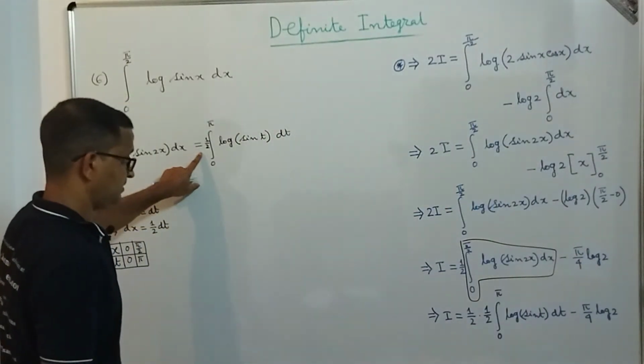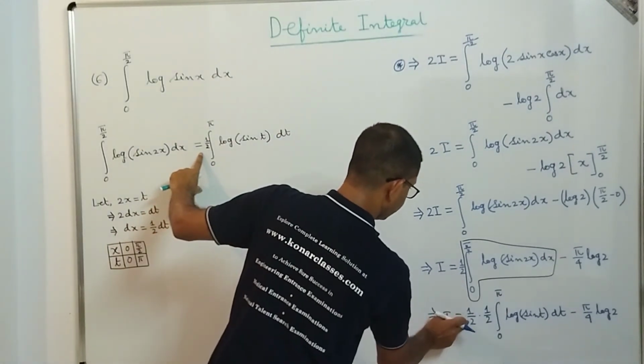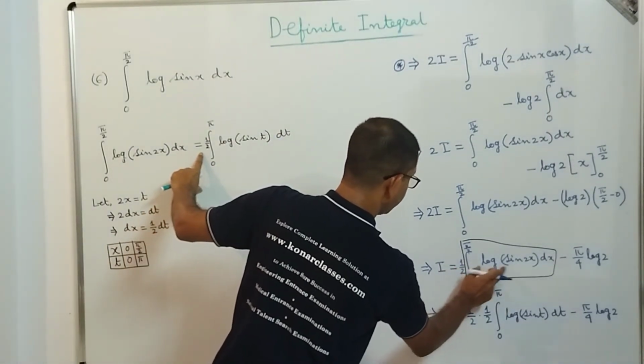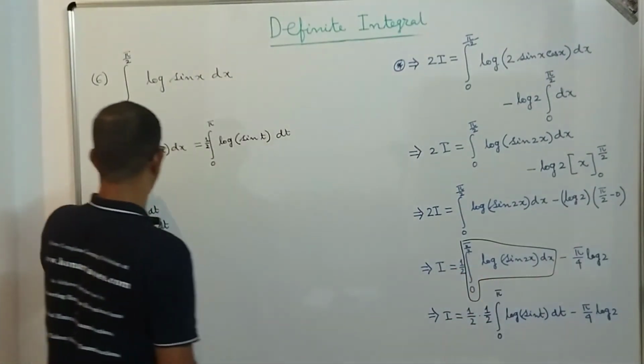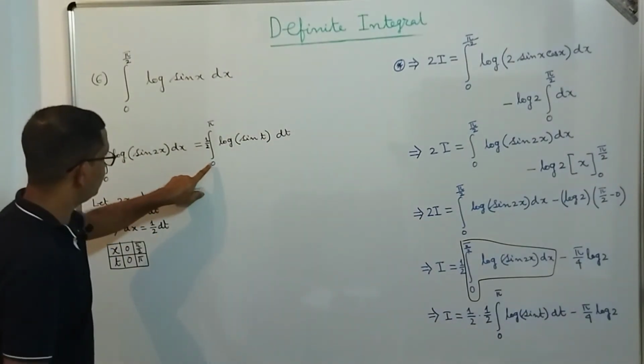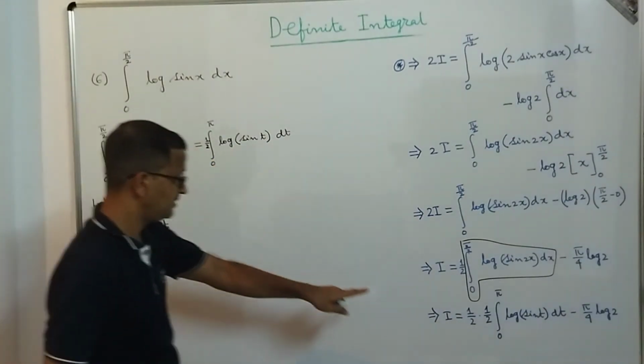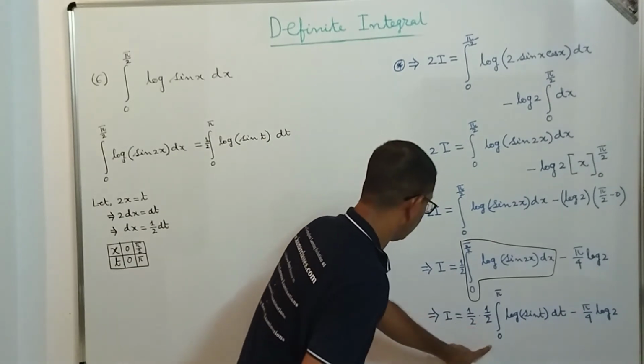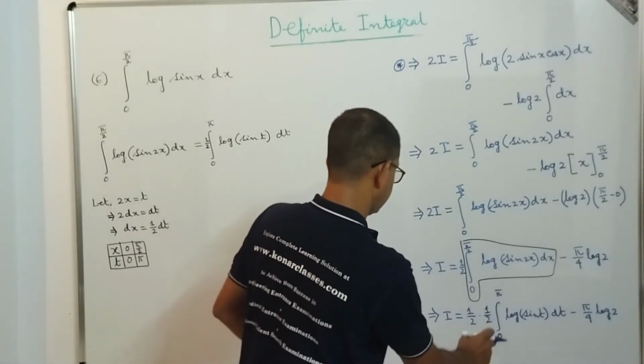So again I repeat, 1/2 is already there, then the integration from 0 to pi/2 of log sin 2x dx, we found it as 1/2 log sin t dt. So we write 1/2 into the integral from 0 to pi of log sin t dt.